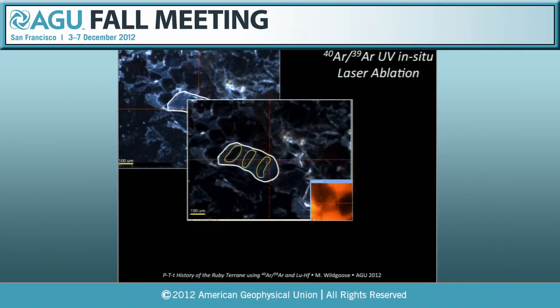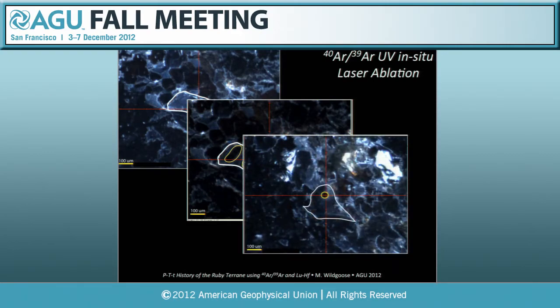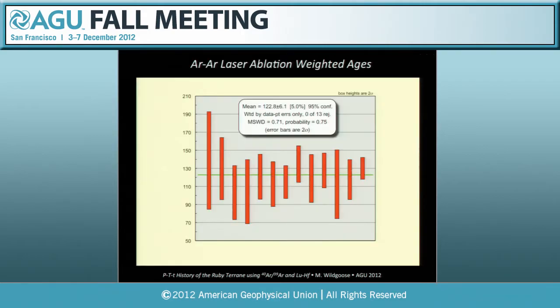So we did laser ablation trenches, about 38 micron trenches going through here. We also did spots, single spots. But the problem with the micas is they're so thin that we are actually ablating into the material beneath it, so we didn't end up using those.